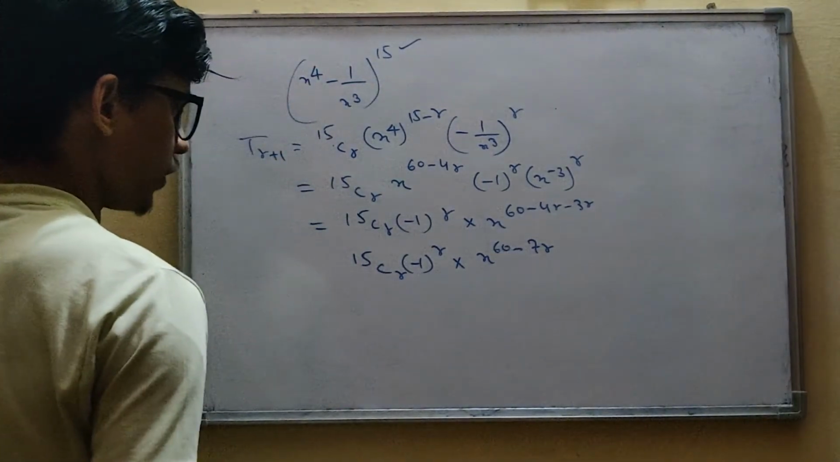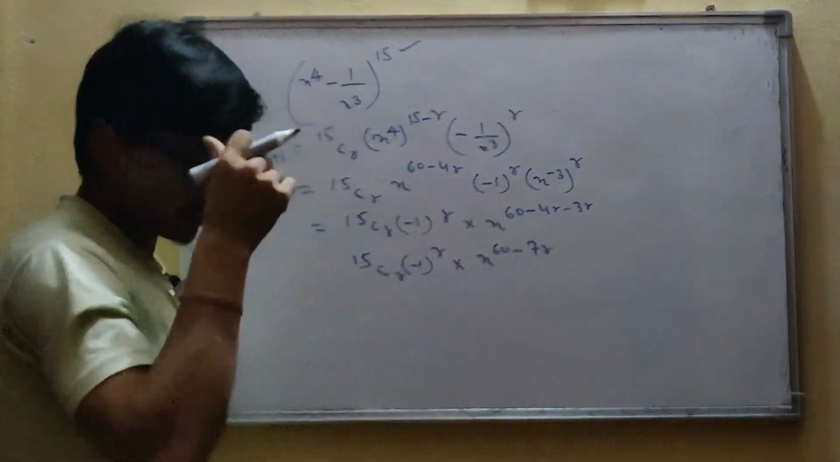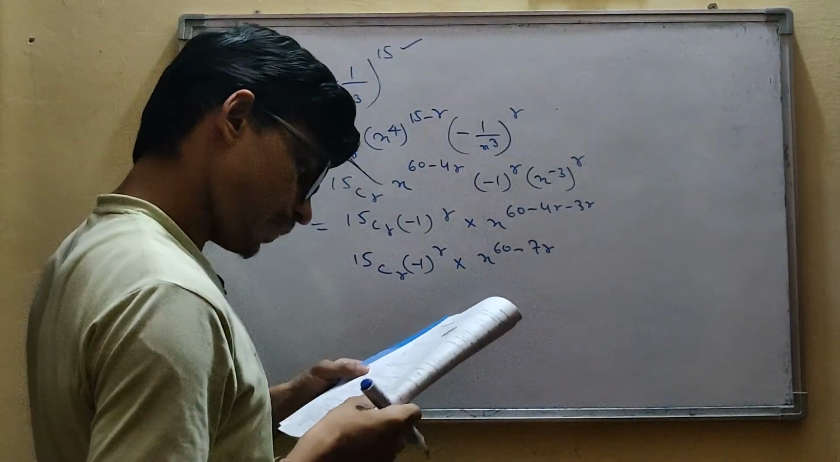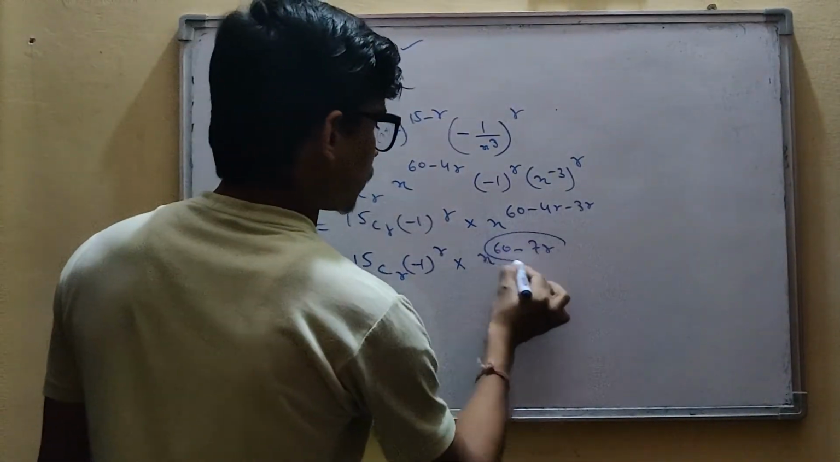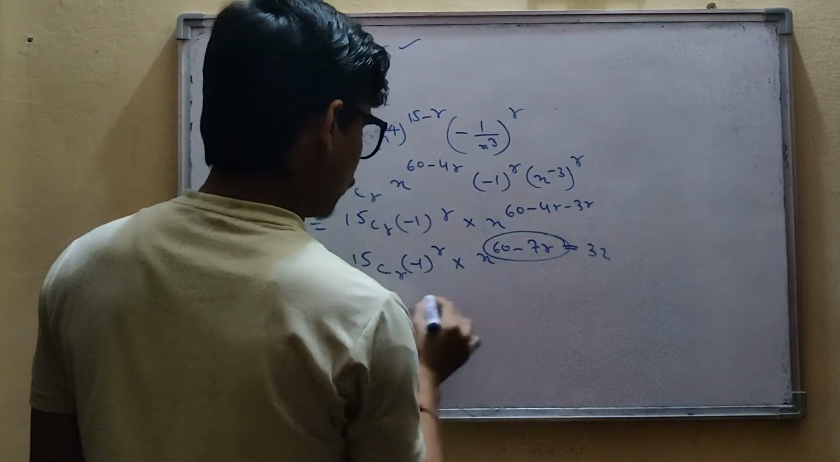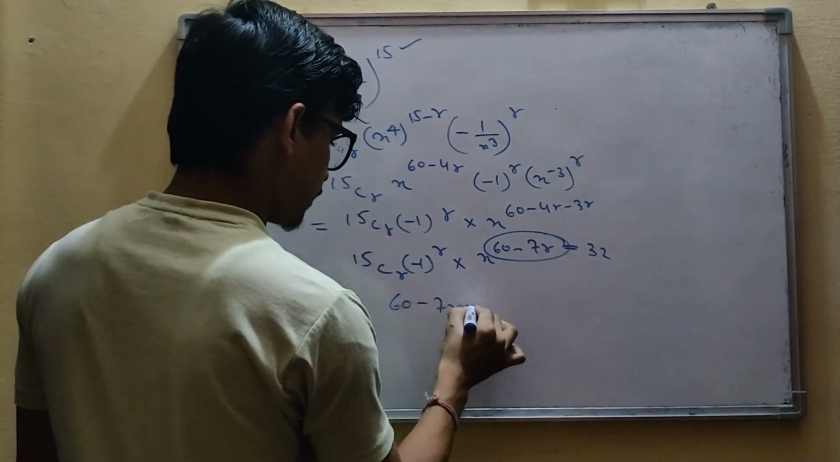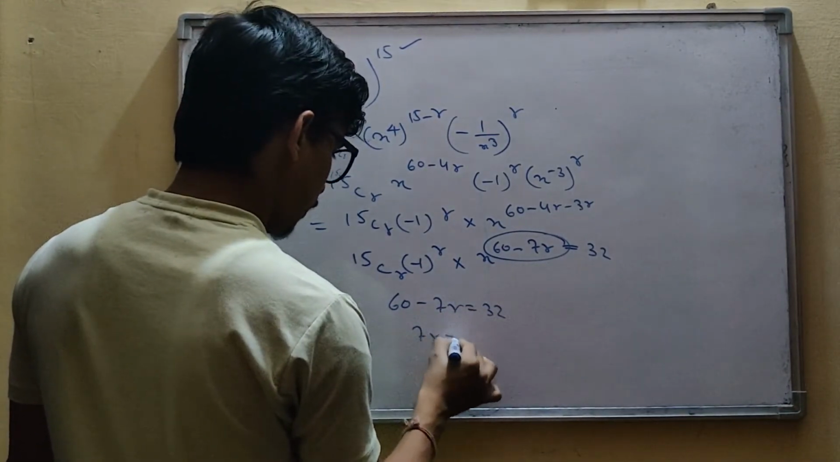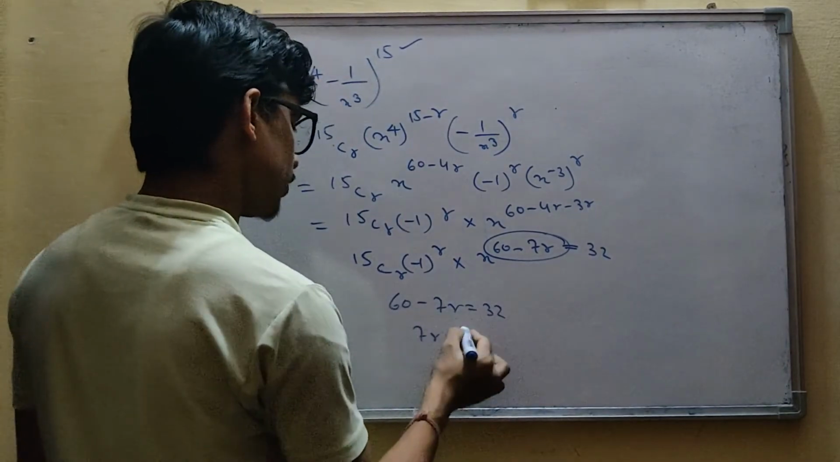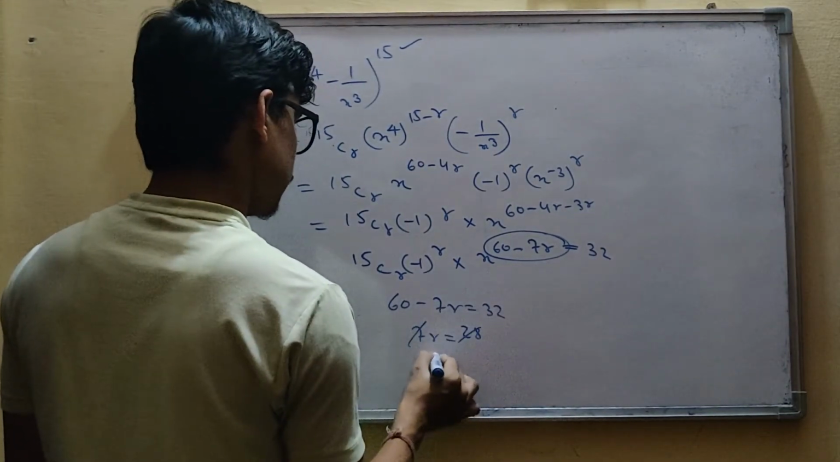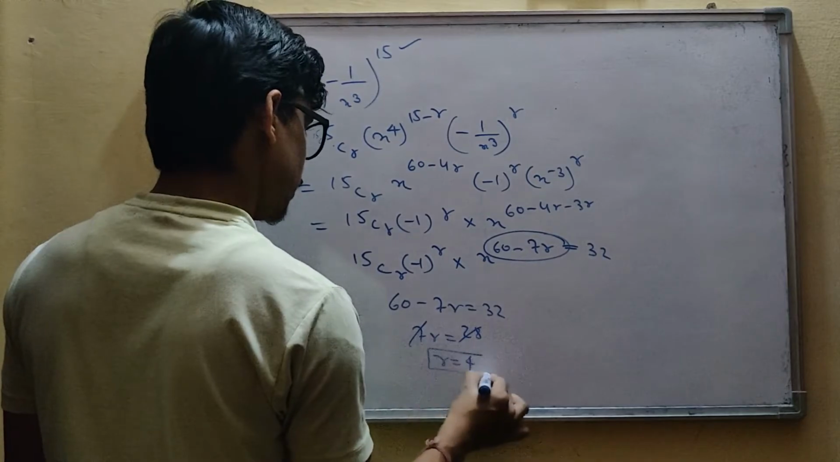So in order to get the coefficient of x to the power 32, this should be 32, right? So put 60 minus 7r as 32 and get the value of r. So it is going to be 60 minus 32, I guess 28, right? So this will cancel out, and the value of r is going to be 4.